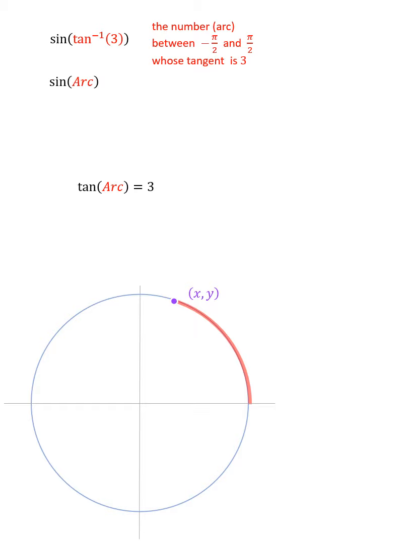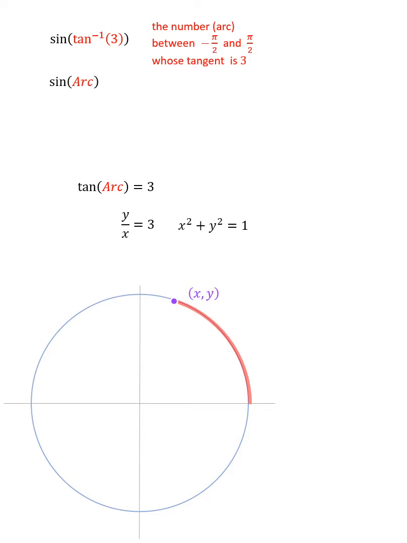First of all, because the tangent of this arc is 3, then it must be true that sine divided by cosine equals 3, or y divided by x equals 3. So that's one fact that must be true about this point. But remember, this point is on the unit circle, and as such, it must obey this equation as well. So now here's my plan.